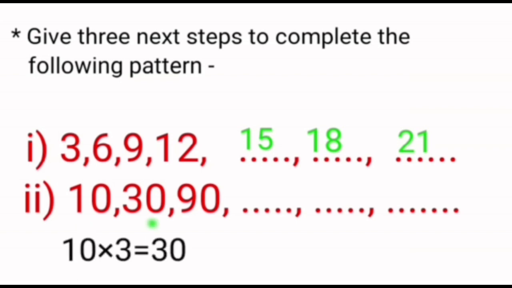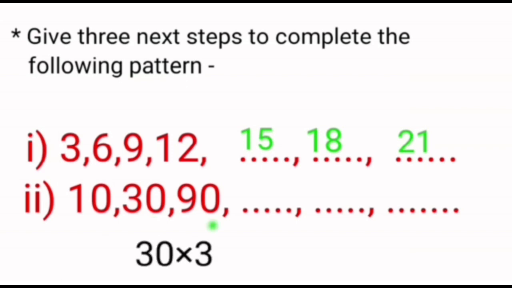3 fives are 15. Then here comes 3 sixes are 18 and 3 sevens are 21. In this way, the pattern is completed. Now, the next one, 10, 30, 90. 10 times 3 is 30. In this way, 30 times 3 is 90.